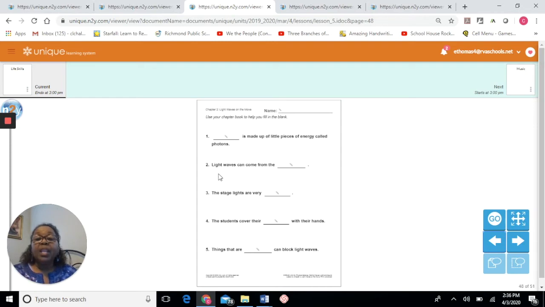Number two, light waves can come from the blank. Number three, the stage lights are very blank. Number four, the students cover their blank with their hands. Number five, things that are blank can block light waves.